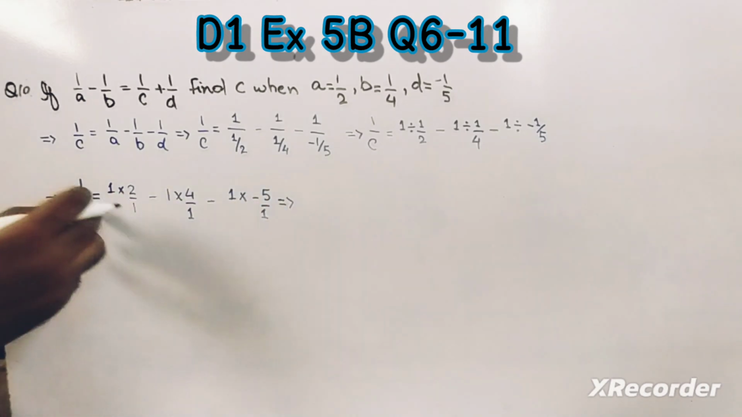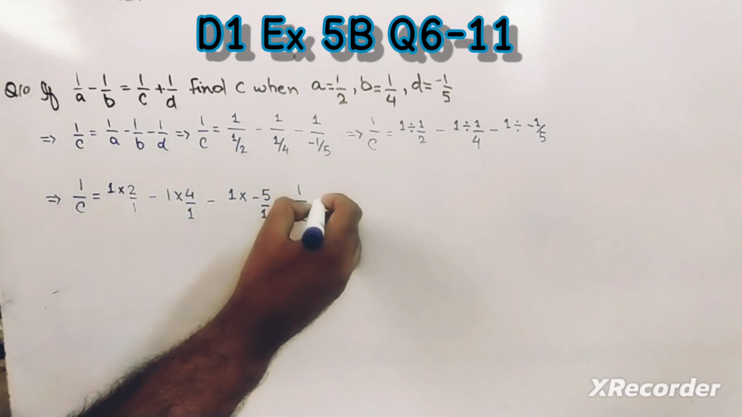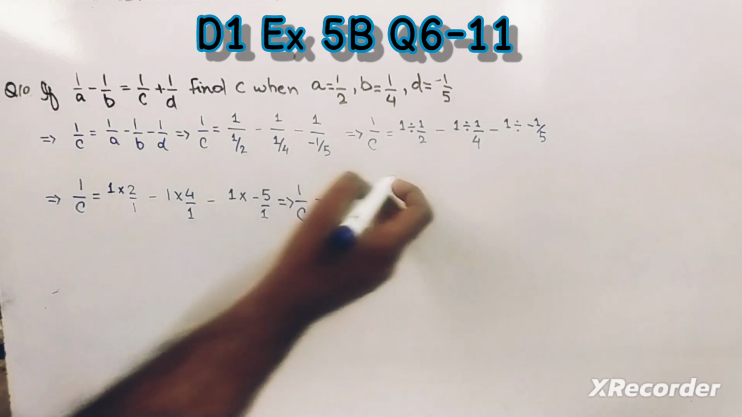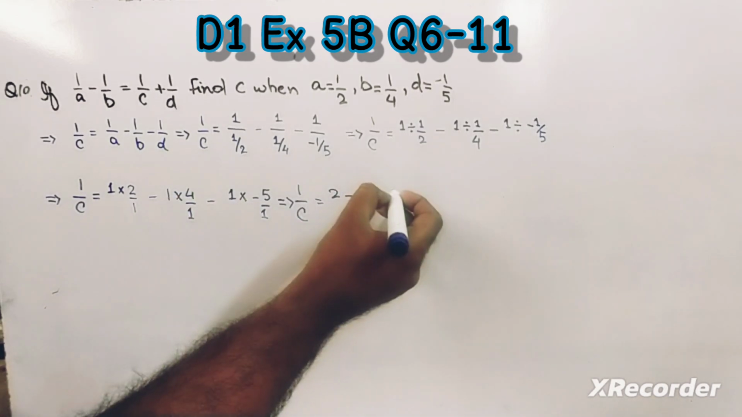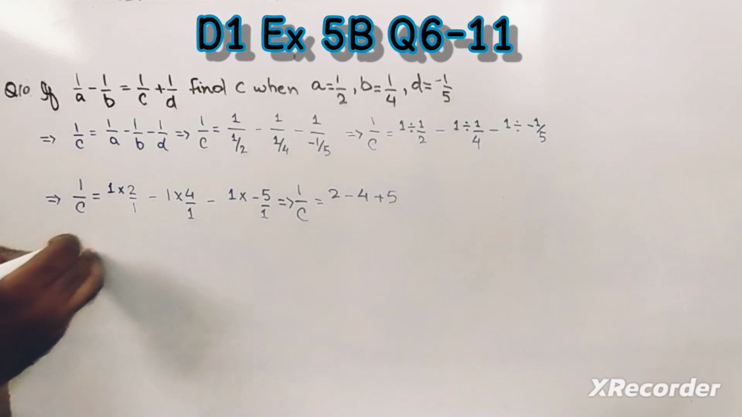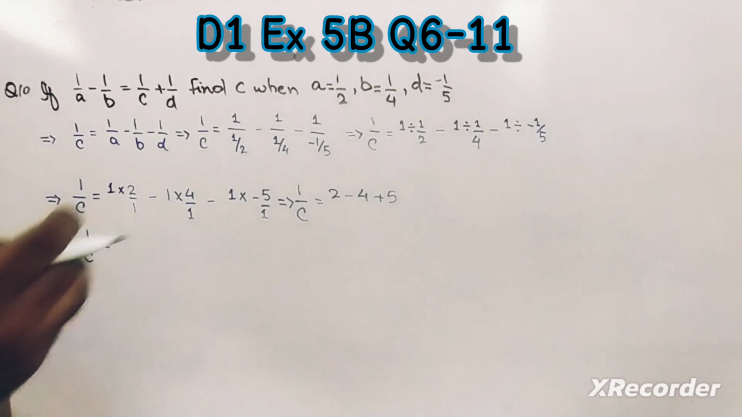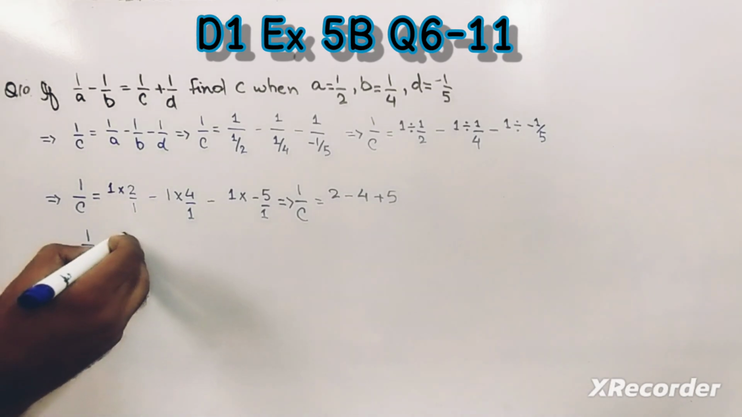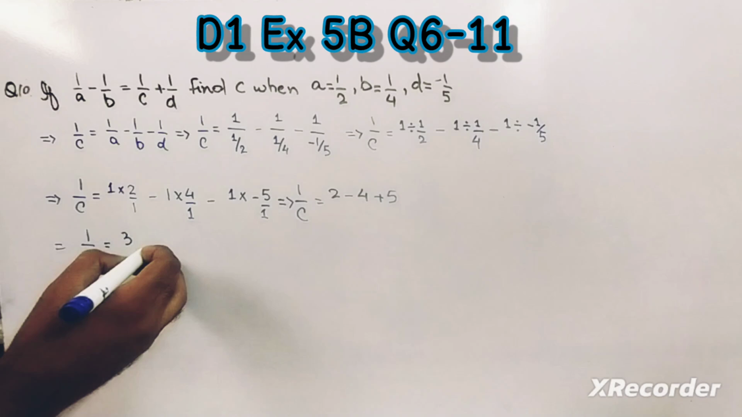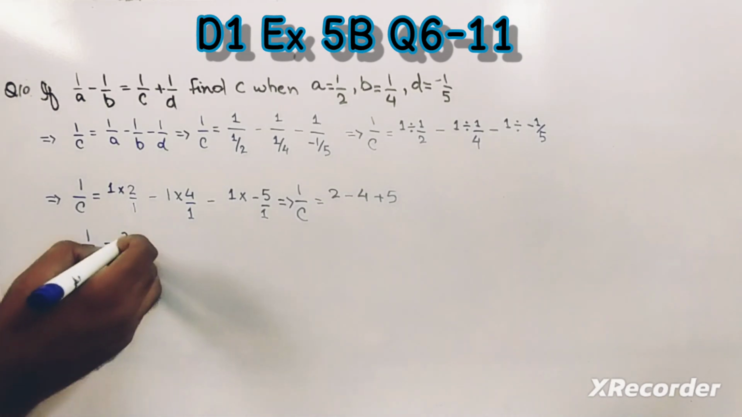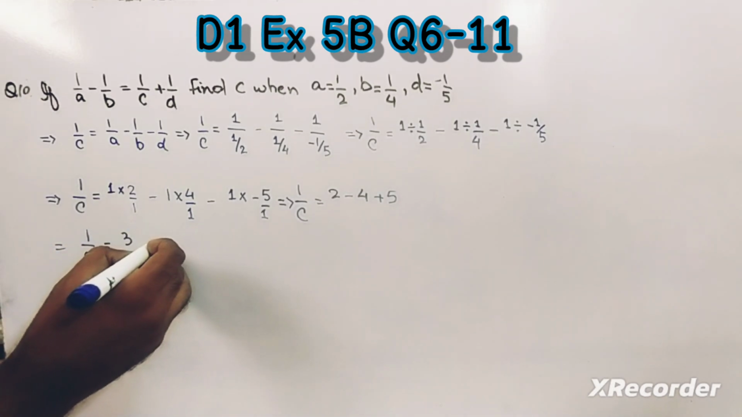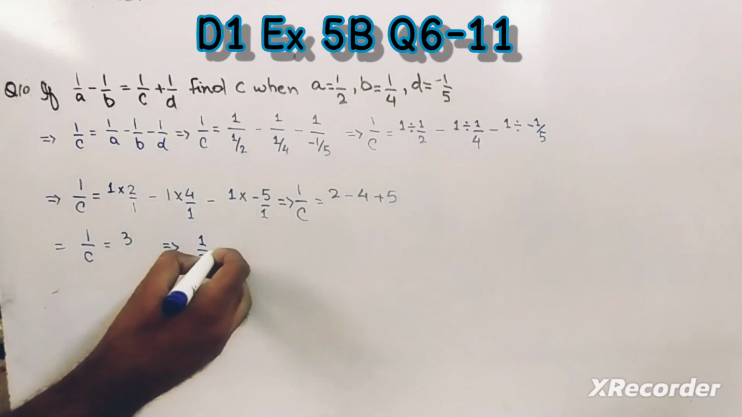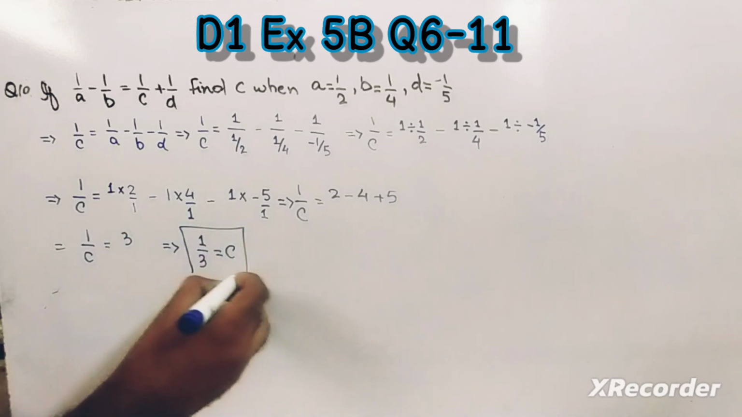By solving, we get 1 upon C is equal to 2 minus 4 minus minus, plus 5 times 1 is 5. So our 1 upon C becomes 2 less 4 is minus 2, plus 5 is 3. By cross multiplication, what we get is 1 upon 3 is equal to C, and that is our required answer.